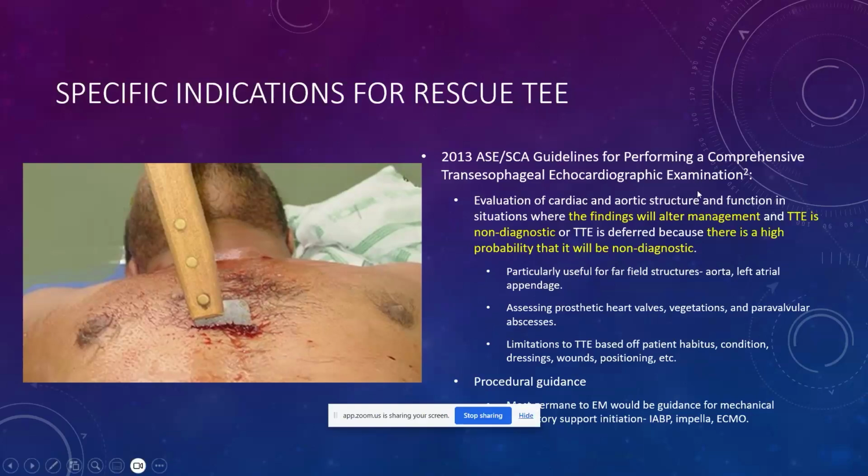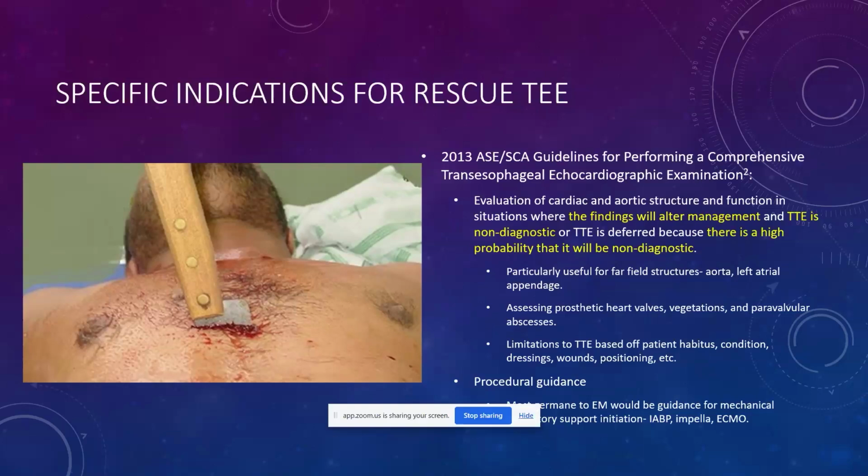So this is a very similar set of guidelines. SCA and then ASE is the American Society of Echocardiography. And they say that evaluation of cardiac and aortic structure and function in situations where the finding will alter management and TTE is non-diagnostic, or TTE is deferred because there's a high probability that it'll be non-diagnostic. So what are those kind of situations?